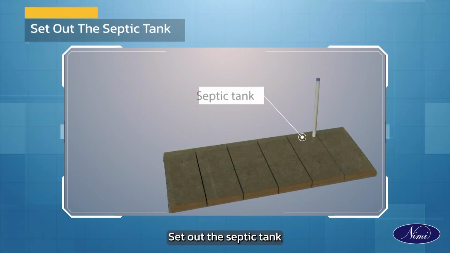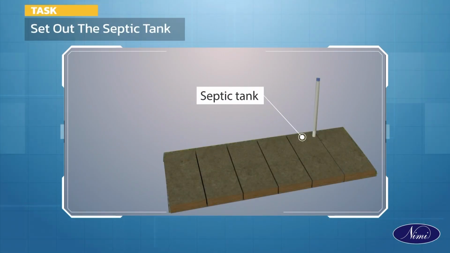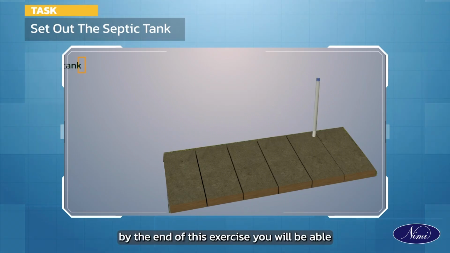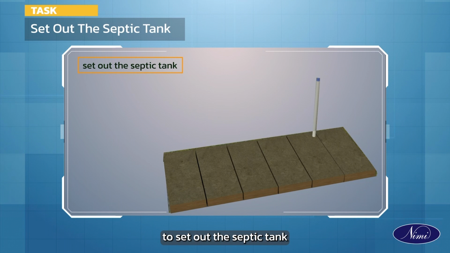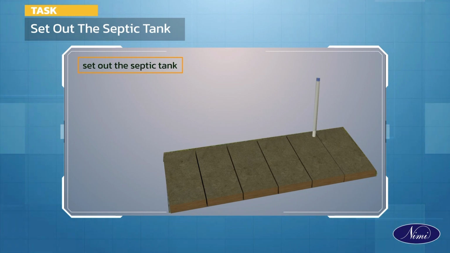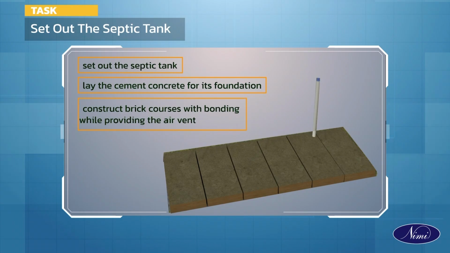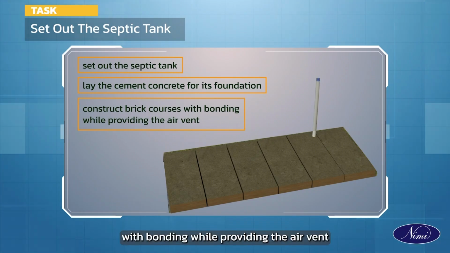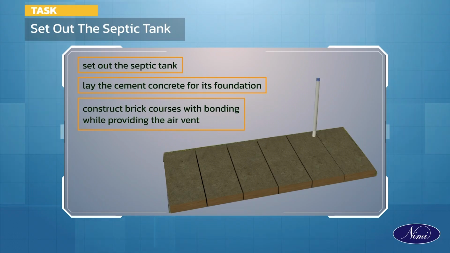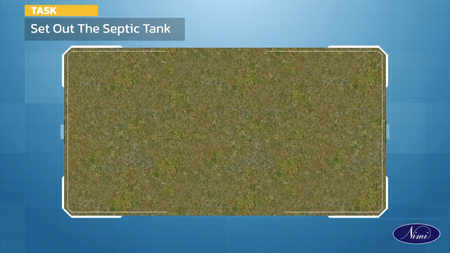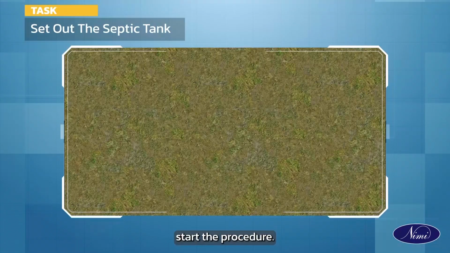Set out the septic tank. By the end of this exercise, you will be able to set out the septic tank, lay the cement concrete for its foundation, construct brick courses with bonding while providing the air vent. Let us now start the procedure.